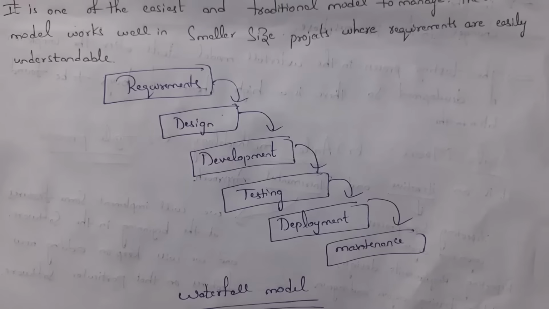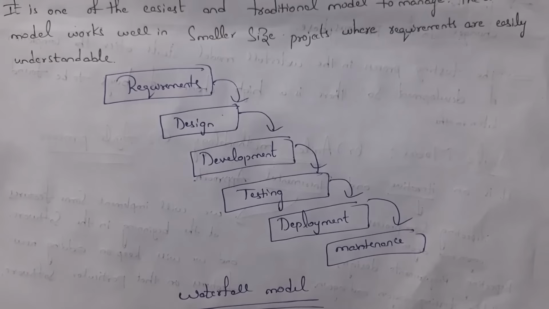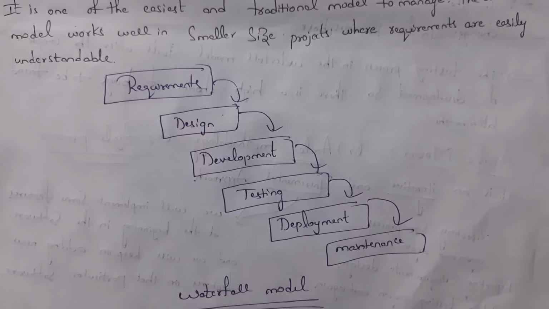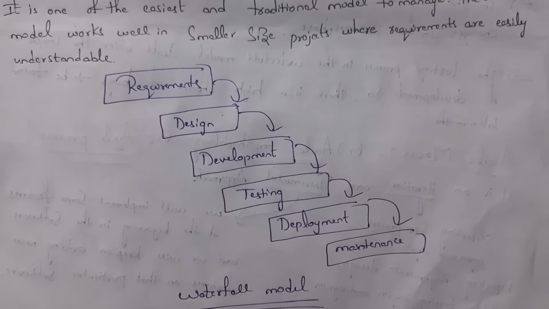Guys, in the waterfall model, only after completion of the first phase, we will go to the next phase. For example, only after completion of requirement gathering, we will go to the design phase. Similarly, after the design phase, the development phase, after that the testing phase, and next the deployment phase and maintenance phase.